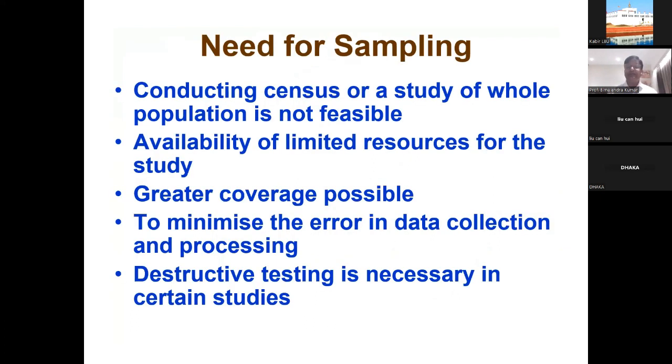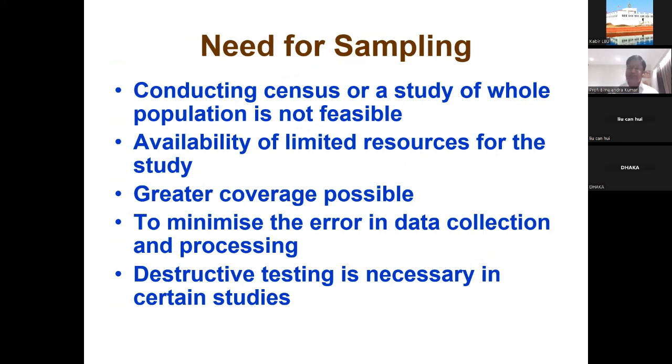So let us see what is the need of the sampling, why a person makes a survey method or the sampling method. What is the need of that? Why is a researcher supposed to do it?